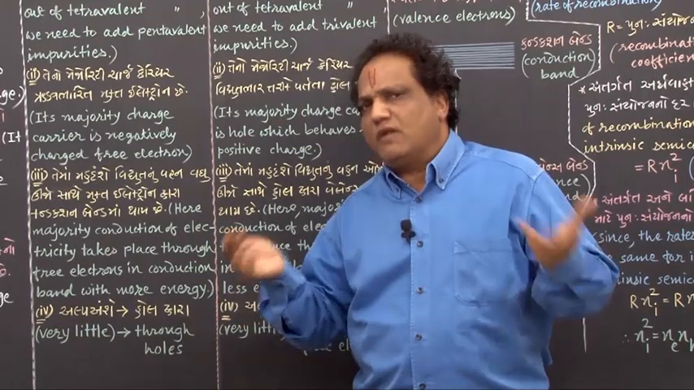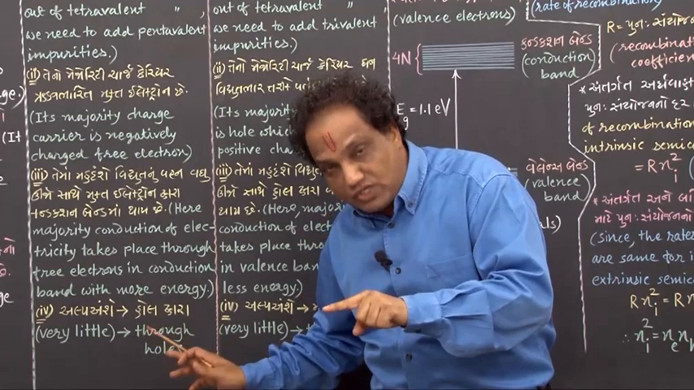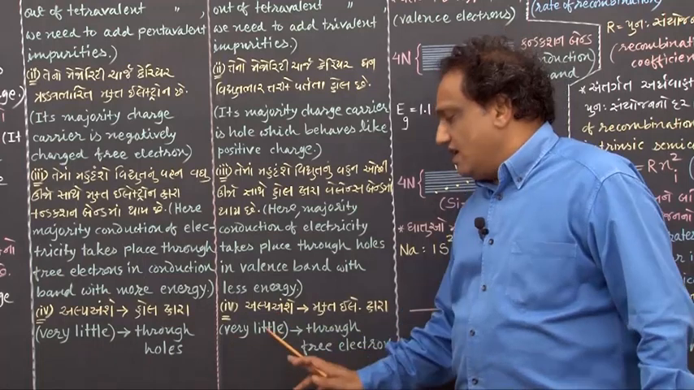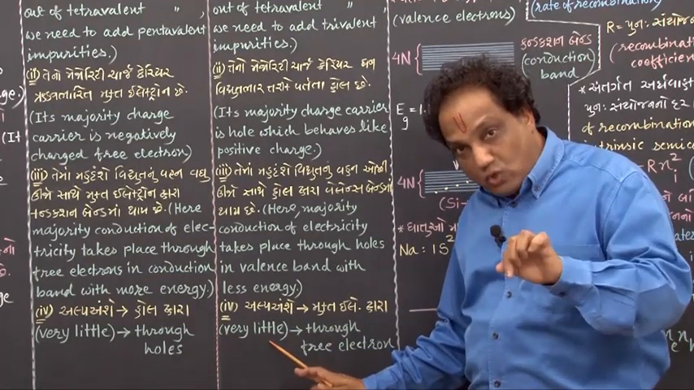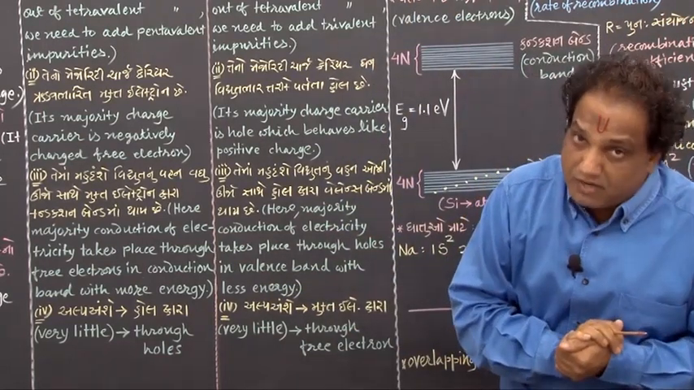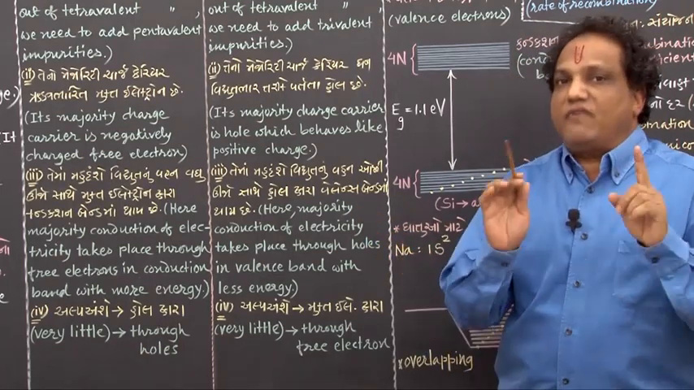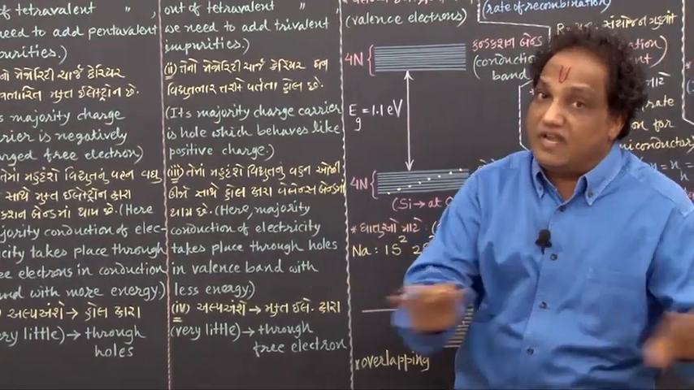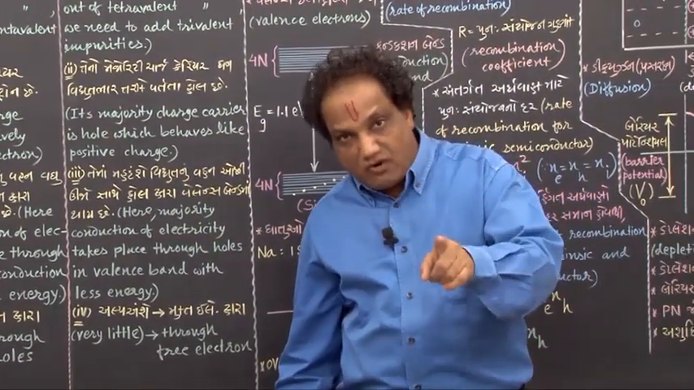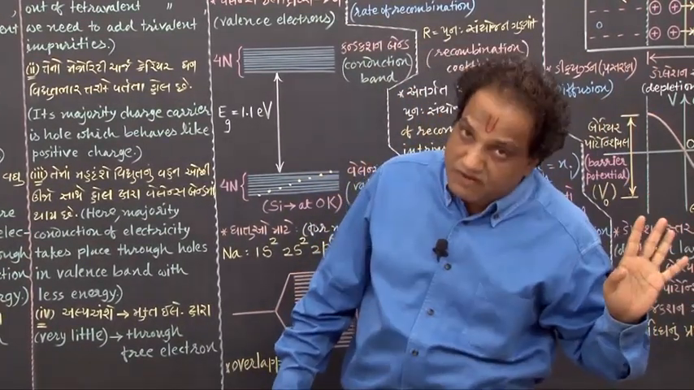For N-type semiconductor, what are minority charge carriers? Holes. So very little conduction of electricity takes place through holes, and that too in valence band. Here very little conduction of electricity takes place through free electrons, and that too in conduction band. Remember, conduction band never has holes and valence band never has free electrons. Okay, I repeat, conduction band does not have holes and valence band does not have free electrons. Okay, fine.